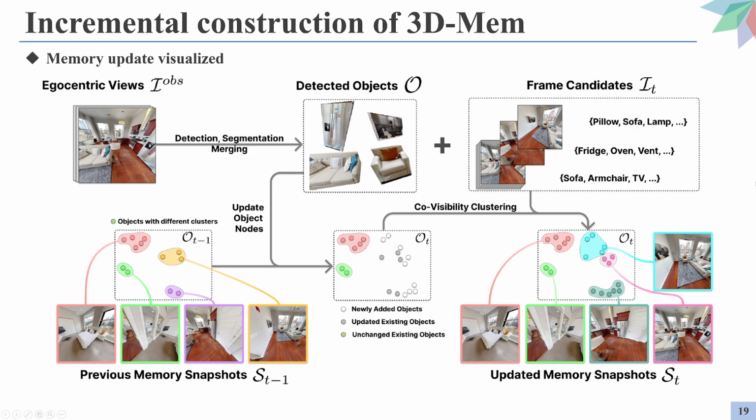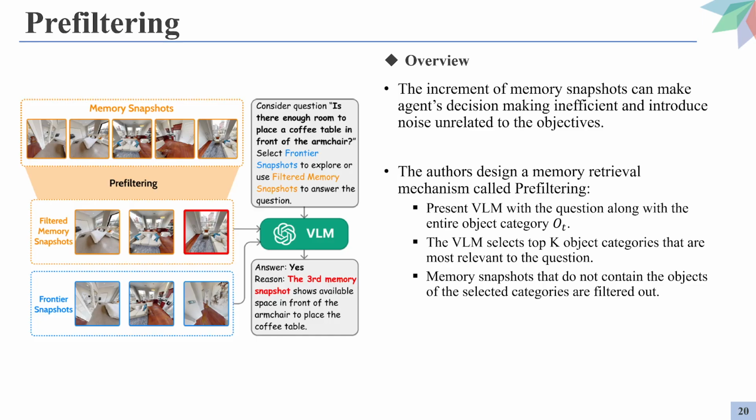The selected snapshots and new frames are then passed through the co-visibility clustering algorithm, again to reassign memory snapshots. In this process, previously stored snapshots may be discarded if they become redundant. While co-visibility clustering reduces redundancy, the memory inevitably grows as the agent continuously explores the scene.